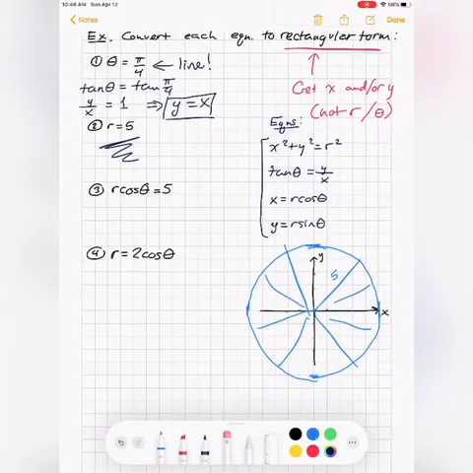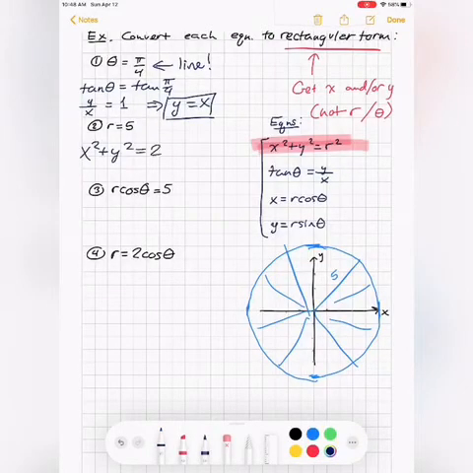So what kind of shape is that? Oh, that's a circle. I mean, I'm using this equation, but can't I tell you the equation of that circle is just x squared plus y squared equals 25?